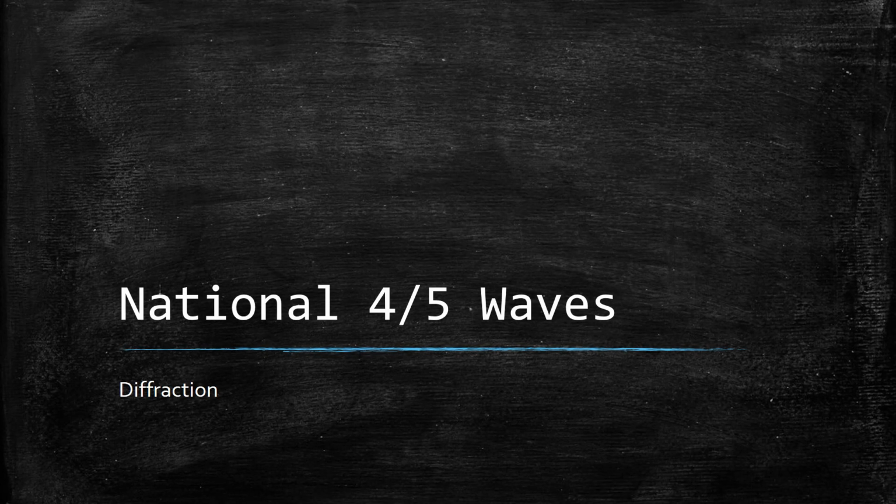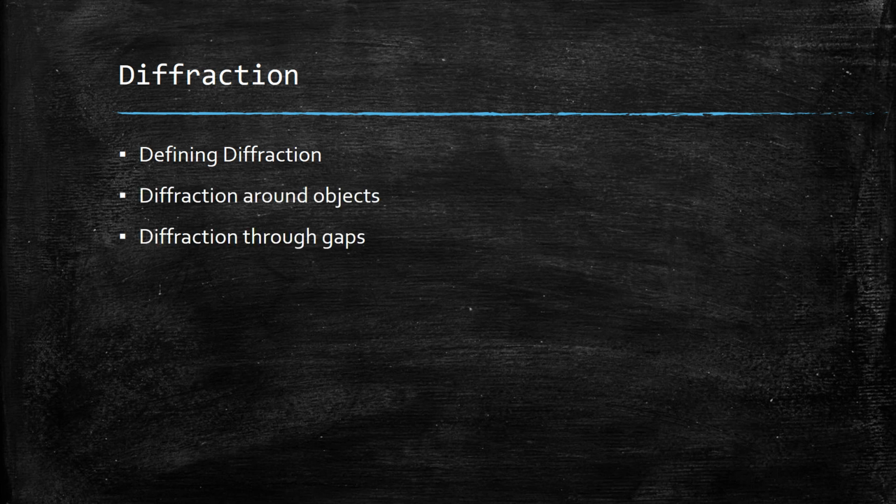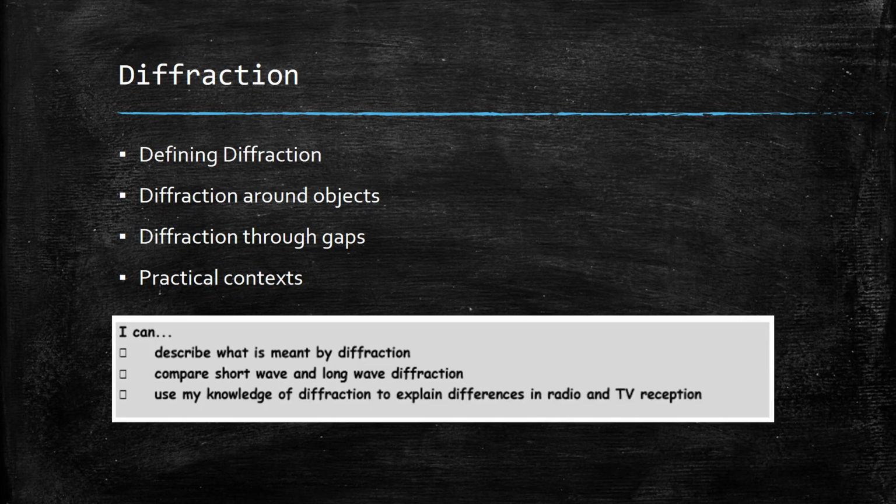National 4-5 waves, diffraction. In this section, we are going to be looking at defining diffraction, diffraction around objects, diffraction through gaps, and some practical context of diffraction. Our learning outcomes: I can describe what is meant by diffraction, compare short wave and long wave diffraction, and use my knowledge of diffraction to explain differences in radio and TV reception.